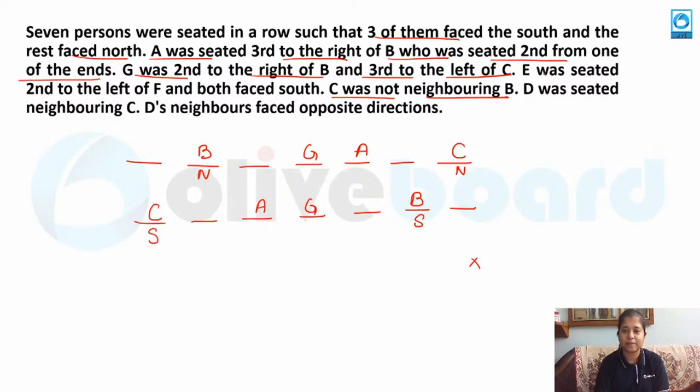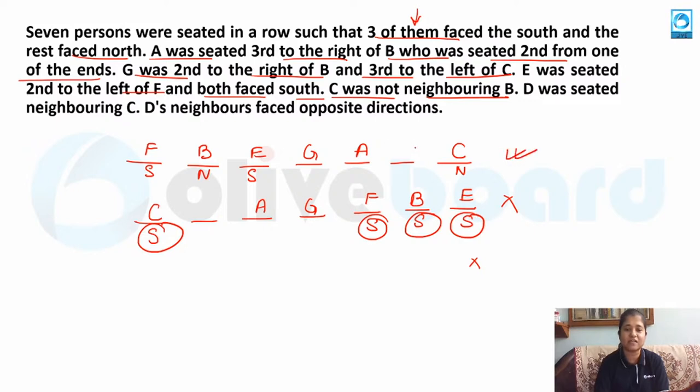Going ahead, E was seated 2nd to the left of F and both of them faced south, right? So, E is 2nd to the left of F and both of them face south. Something like this. And here also, E is 2nd to the left of F and both of them face south. So, you can see here we have 4 people who are facing south. That means this option becomes wrong, because we had only 3 people who were facing the south. That means we will be getting the right answer from the first one.